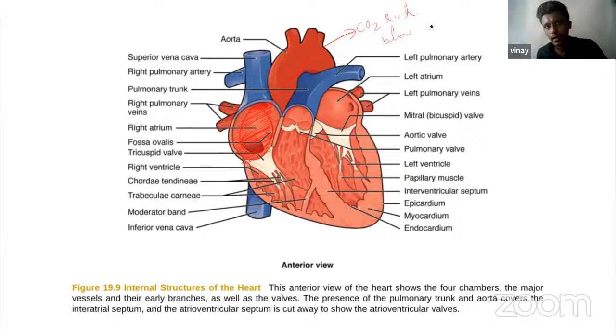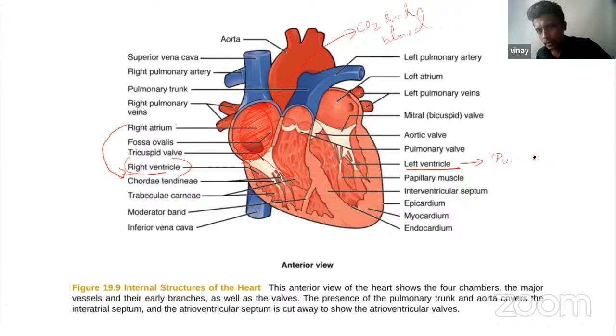Correct, right? So if the CO2 rich blood goes into the lower chambers, the lower chambers are called right ventricle and left ventricle. The right ventricle receives the blood from the right atrium. The right atrium will contract, means squeeze. When it squeezes, the blood from the right atrium goes to our right ventricle. Now I told you one thing. The atria are called the receiving chamber. What about the ventricle? Ventricle is called the pumping chamber.